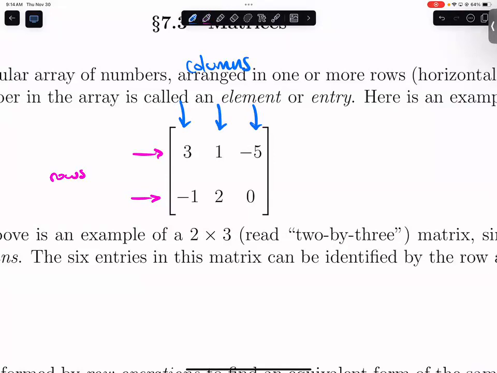So this one has 2 rows and 3 columns. When we talk about the dimensions, we call it a 2 by 3. 2 rows, 3 columns. Rows first, then columns. Each individual thing, of which there are 1, 2, 3, 4, 5, 6, is called an element or an entry. So this particular matrix has 6 entries arranged in 2 rows and 3 columns.